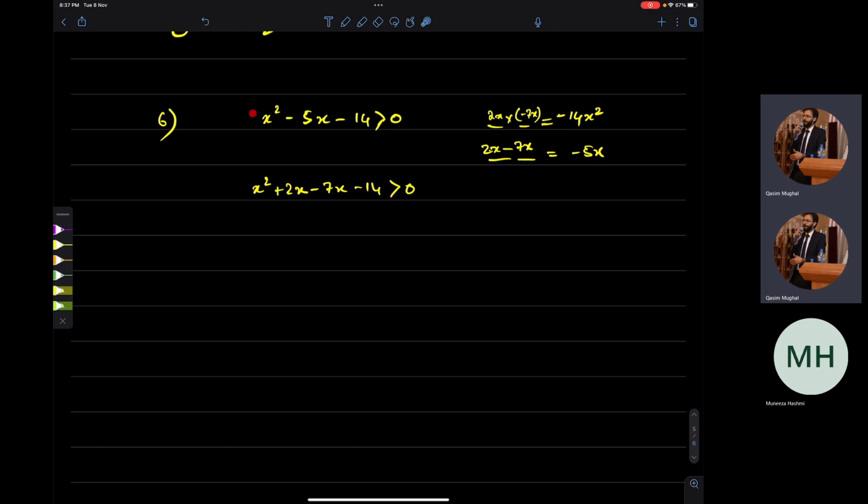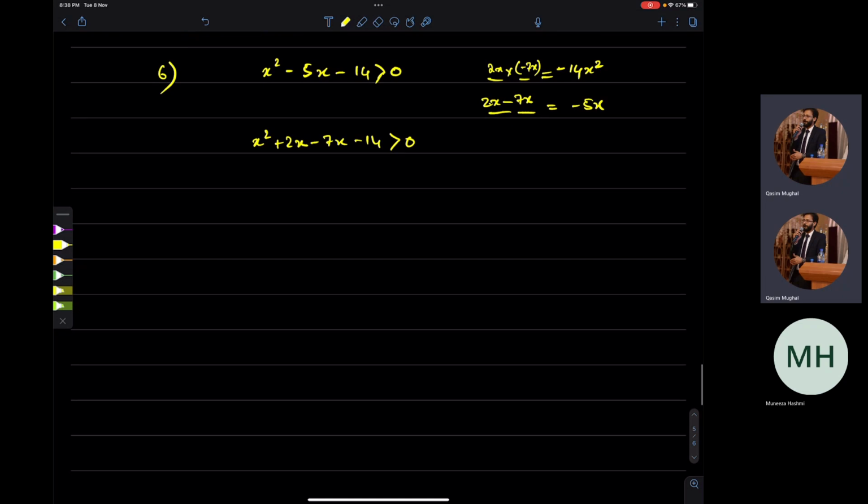All right, the first thing was to check if the coefficient of x squared is 1, which is already 1, so we don't have to worry about it. And it should be positive, which is again positive. Okay, so x is common, and x plus 2 minus 7 is common. Then x plus 2 is common, and I'm left with x minus 7 is greater than 0.